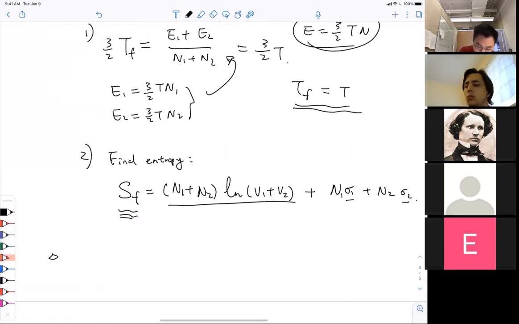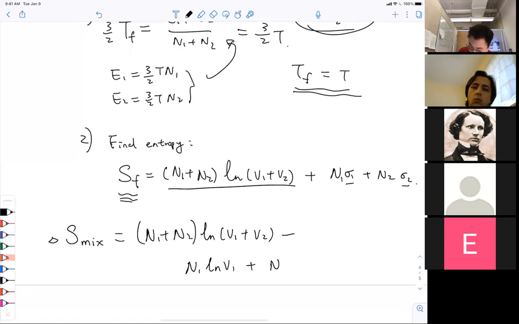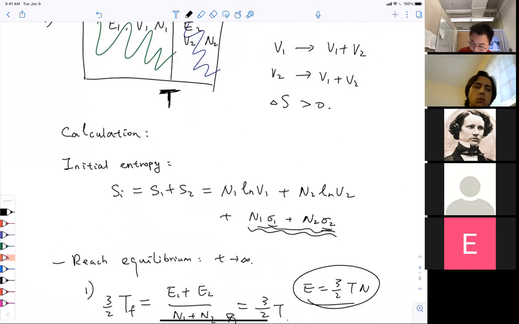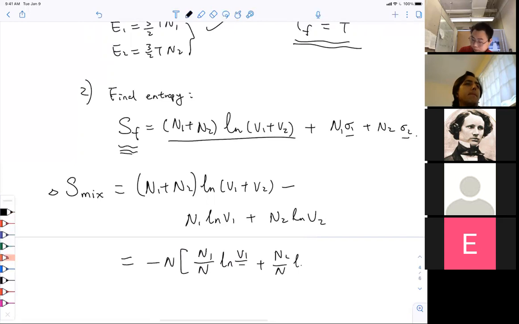So you can say the mixing entropy is given by this, minus N1 log V1 plus N2 log V2, I think. Right. And this is nothing but, after some manipulation, this would give us minus N, something, which is greater than 0.